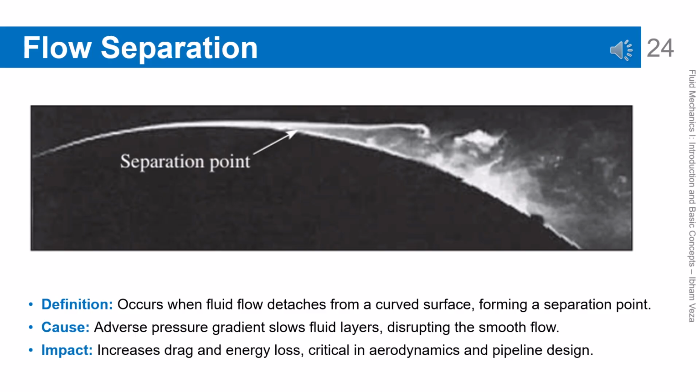Flow separation. Flow separation occurs when the fluid detaches from the surface it is flowing over. The main cause is an adverse pressure gradient that slows down the near-wall layers. When the momentum is not sufficient to overcome the pressure rise, the flow separates. This phenomenon increases drag and energy losses. In aerodynamics and pipe design, flow separation should be avoided as much as possible.